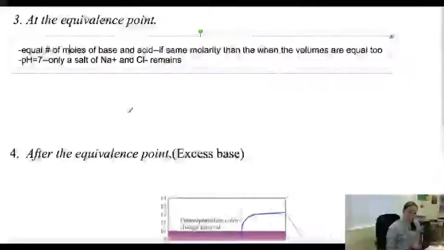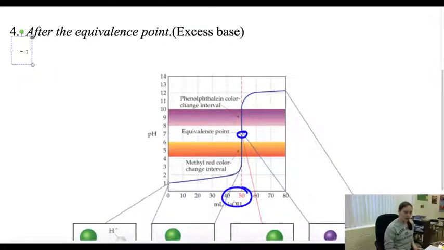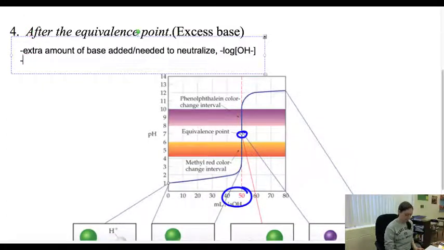Okay, and now after the equivalence point, I have excess base, which means you have to figure out exactly how much extra stuff I have. So now, based on the extra amount of base that you have, I can figure out the pOH and then my pH.